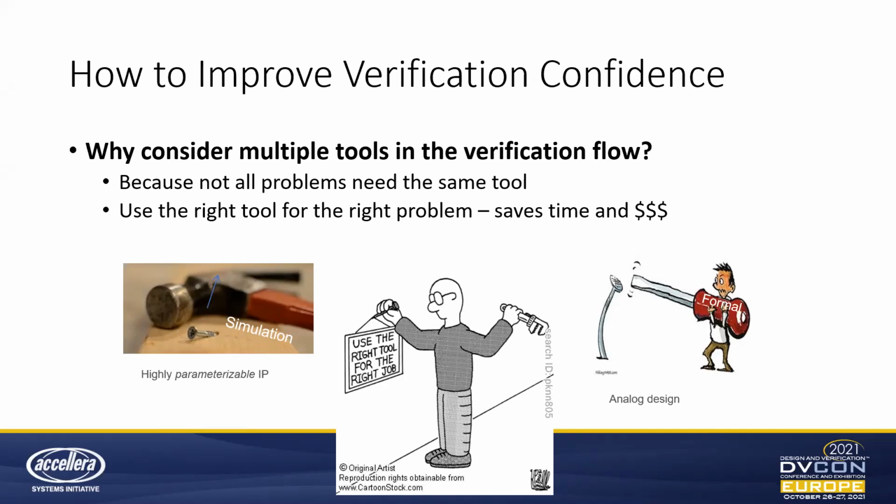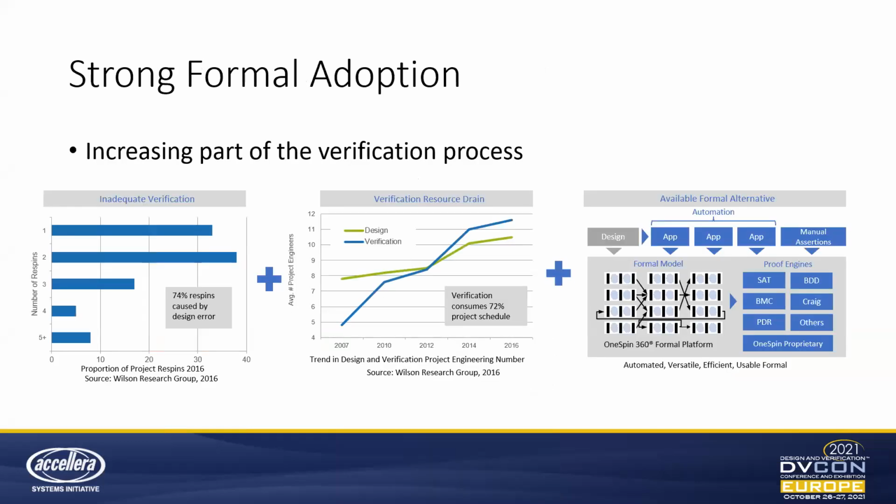For example, a highly parameterizable IP is not so good to target with simulation. On the other hand, using formal for an analog design is a dead end. So we see an increasing, strong formal adoption in the industry. Formal is increasing in the verification process.